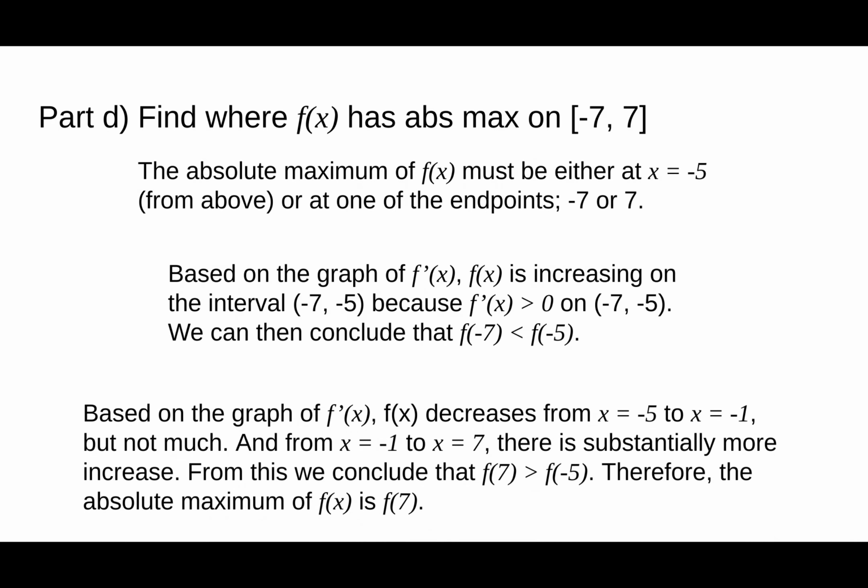Also based on the graph of f prime, f of x decreases from -5 to -1, but not much. And from x equals -1 to x equals 7, there is substantially more increase. From this, we can conclude that f of 7 is bigger than f of -5. Therefore, the absolute maximum of f occurs at 7. The absolute maximum value is f of 7.